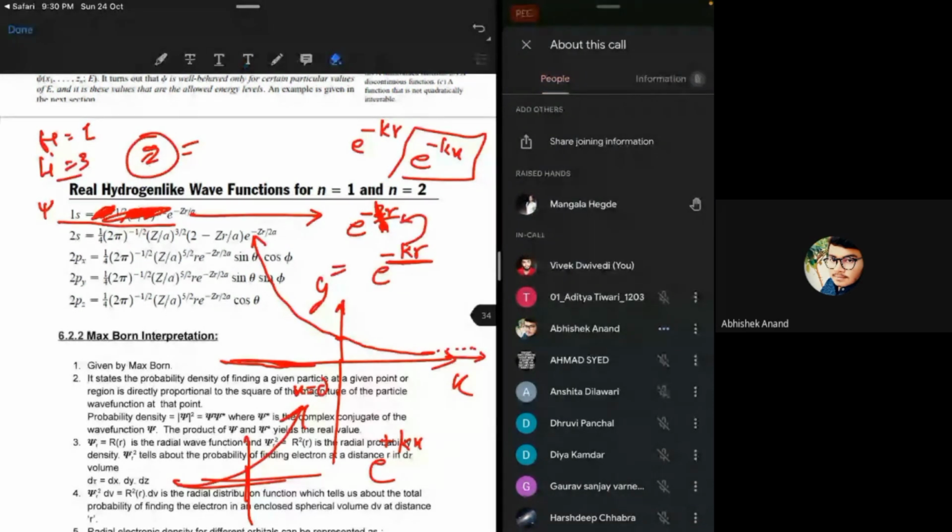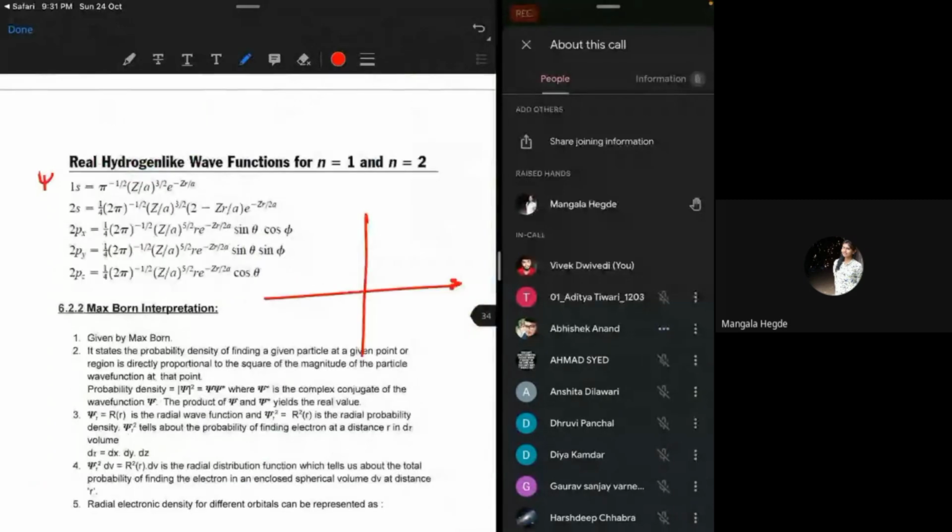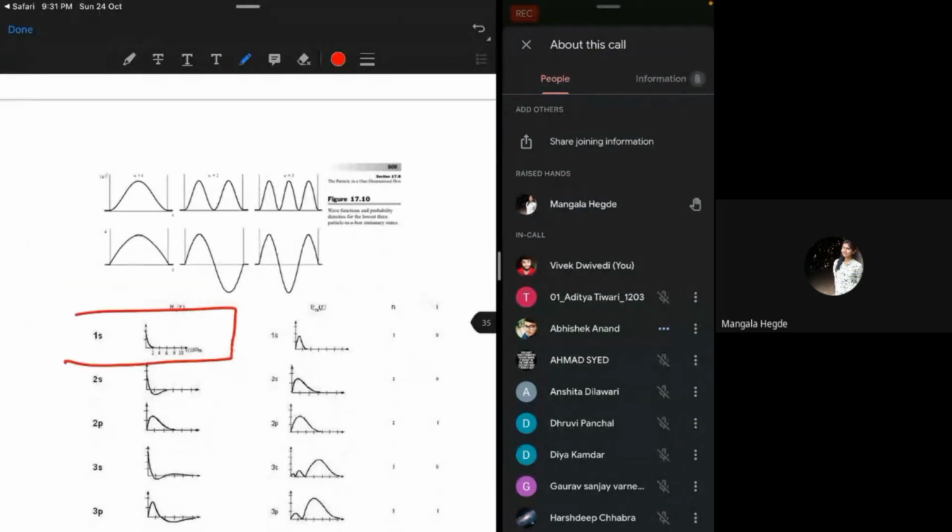Now, this is x, right? X is what? Our radius, right? Is there something called negative radius? No, right? So this part will not be there. That means what will be the graph? Just this much. So for 1s, the graph of psi 1s will be like this, and it will go till infinity, and it will decay. It is like this, and this is r. That's what you see here.